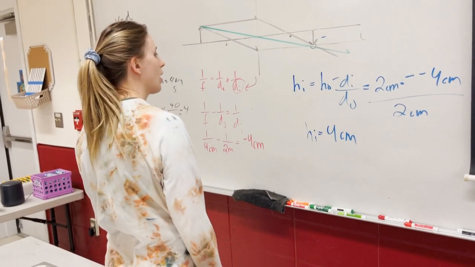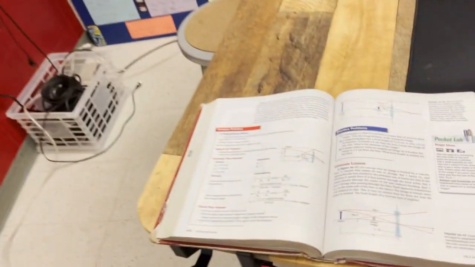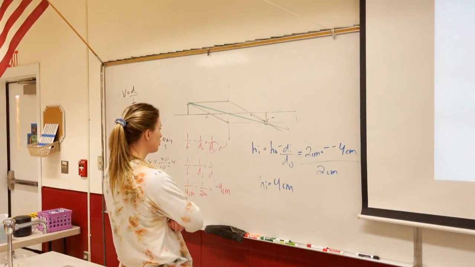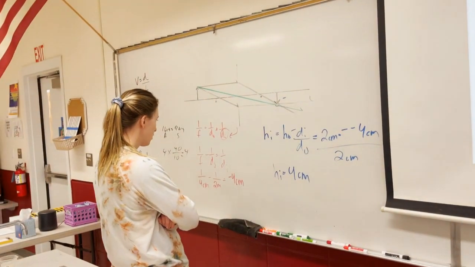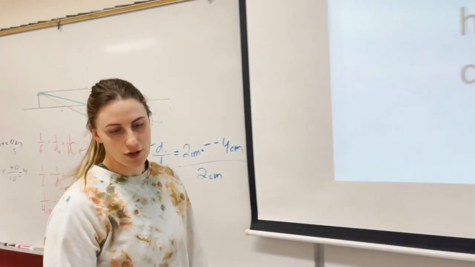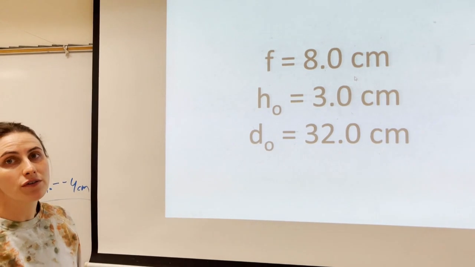And it's positive, so that means it's upright, which goes with what we would expect. So this is a virtual image. It's upright, on the same side, 4 centimeters high. Boom. All right, so we've got a couple more for you guys to do.